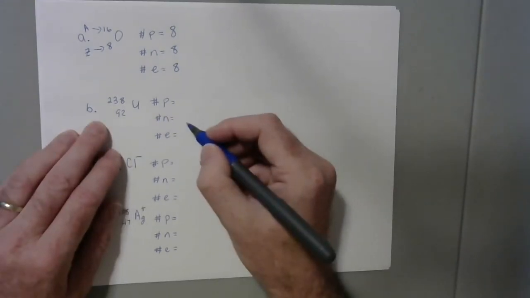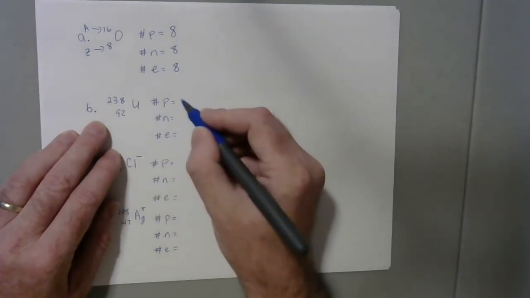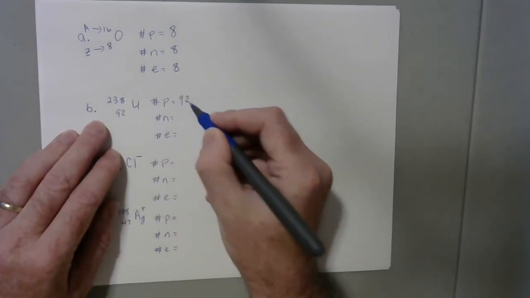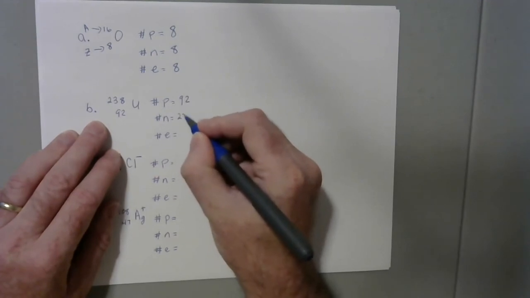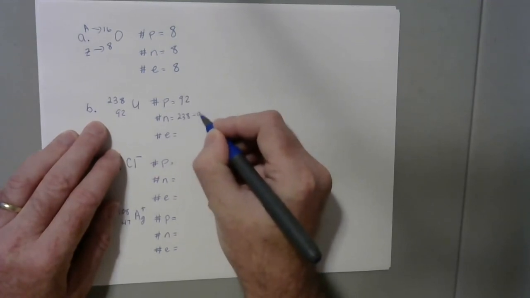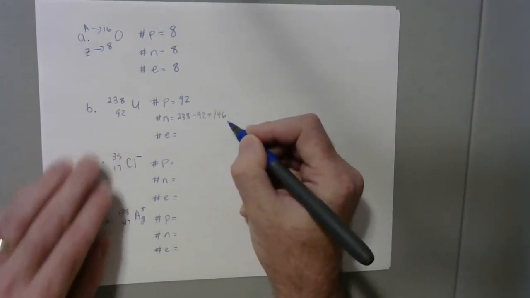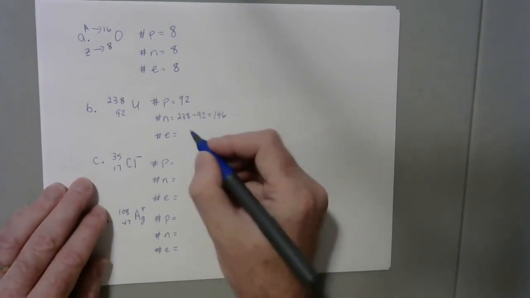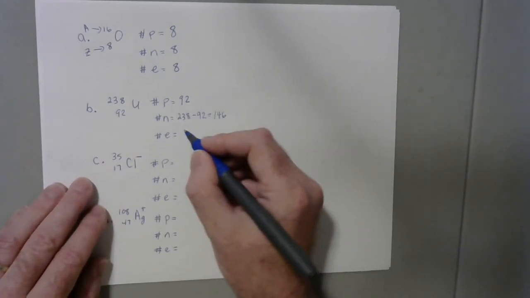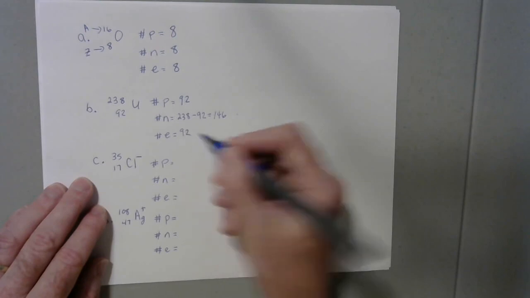For the next one, it's a little tougher. The bottom number, protons, is still 92. Neutrons is going to be 238 minus 92, or 146. And then the electrons will be the same as the protons at 92.